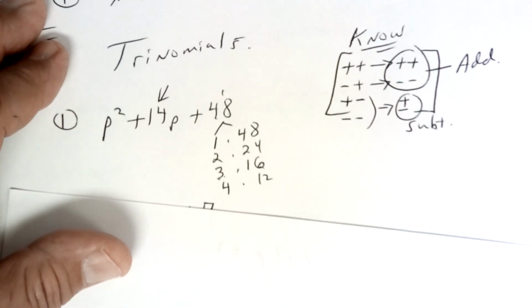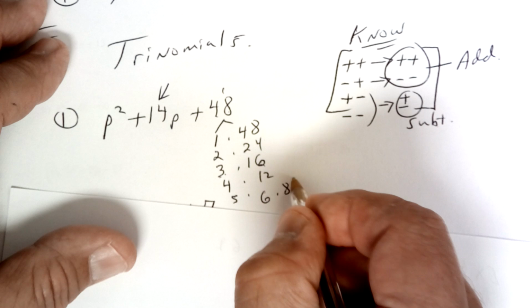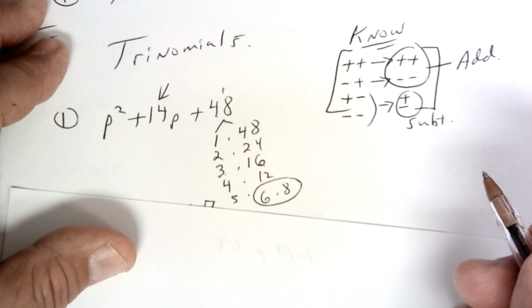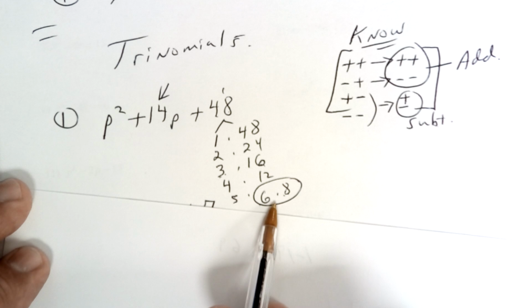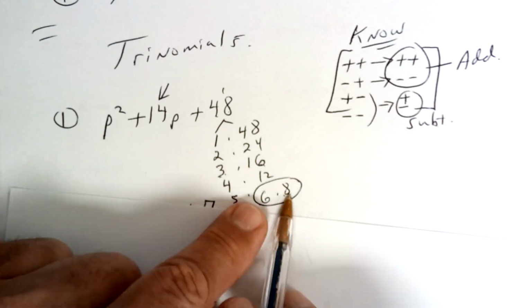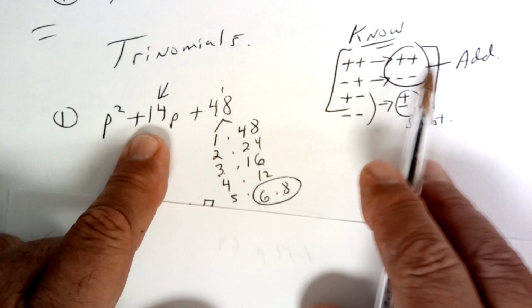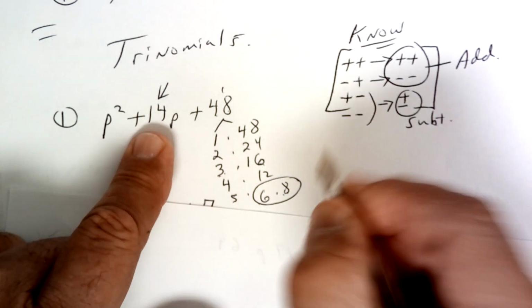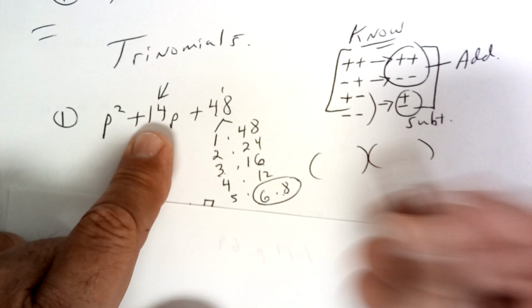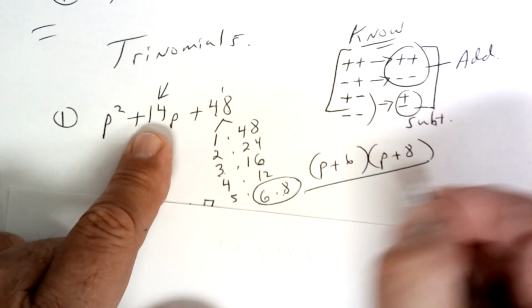6 times 8 is 48, and if you add that up, you get 14. So here is your answer. Look, 6 times 8 is 48, and 6 plus 8, according to the chart, you have to add, and that gives you 14. So your answer for this one is going to be p plus 6 and p plus 8. There it is, and that's how you do that.